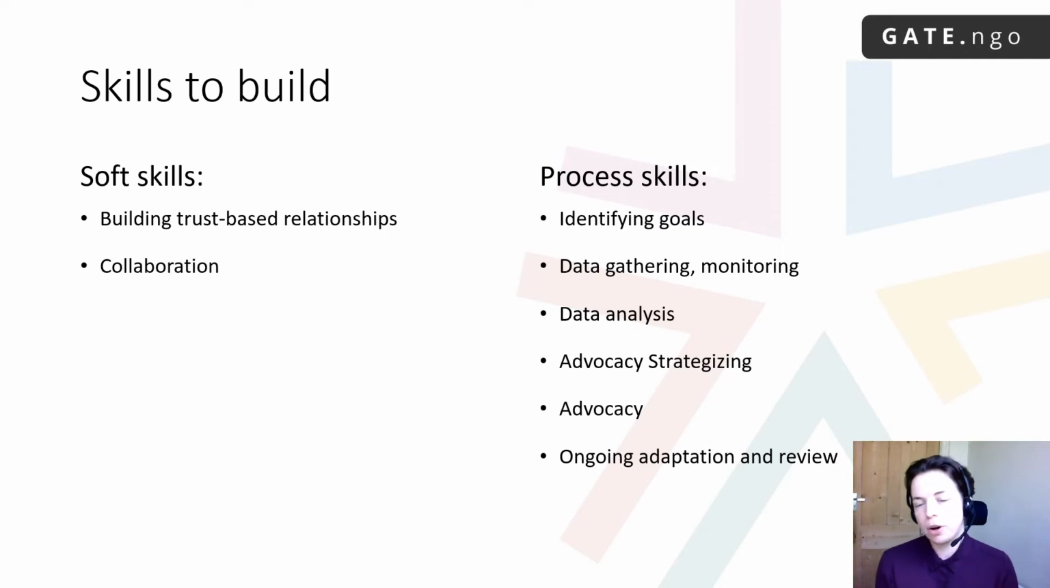There are also process skills involved in identifying goals, gathering and monitoring the data and being able to analyze it, strategizing and actually delivering the advocacy that you would like to see, and being able to, in an ongoing way, adapt and review the approaches that you're taking to make sure that they are as effective as they can be.